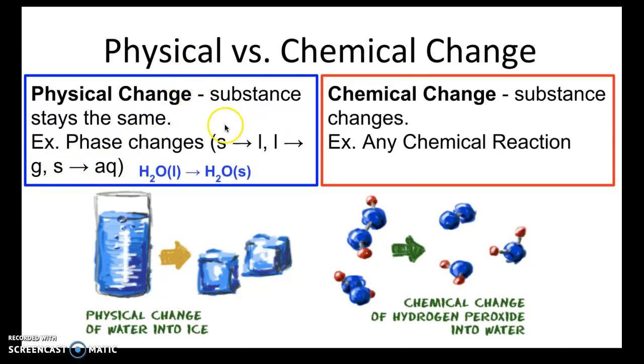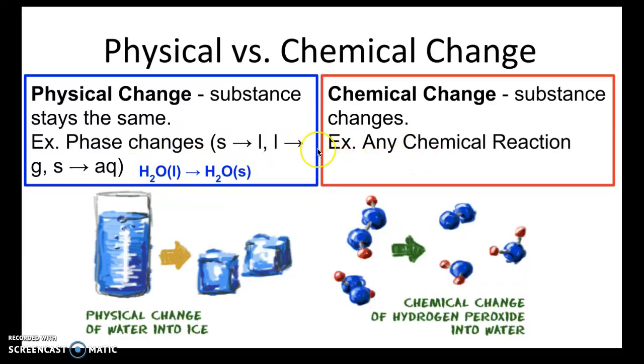So a common example would be liquid water. If we freeze it into ice, that's a physical change, because although we're freezing it, we're starting off with water and we're ending off with water. We have H2O in the beginning and H2O in the end.